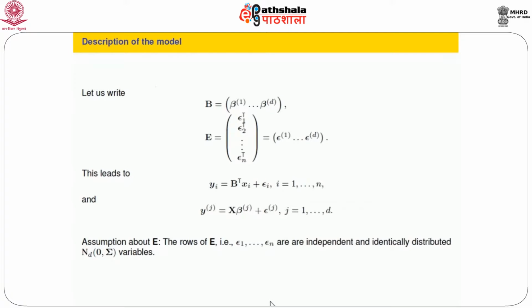Then from Y = XB + E, we get this B transpose xi. Just notice that this is exactly the same kind of linear model that we have seen in the univariate linear model. So yi = b transpose xi + epsilon i, and y superscript j = X beta j + epsilon j, for j from 1 through d. And the assumption about E is that the rows of E, that is epsilon 1 to epsilon n, are IID multivariate normal variables, normal d(0, Sigma).